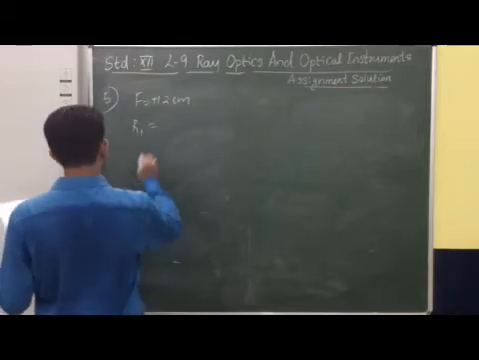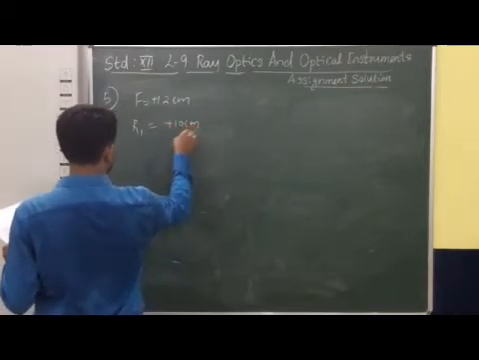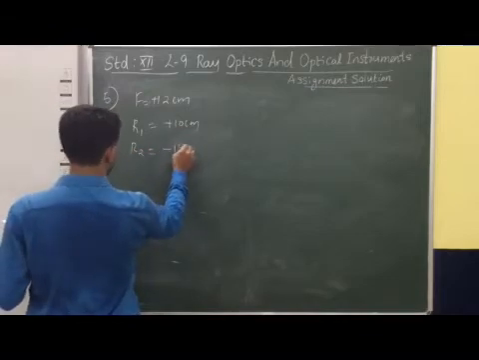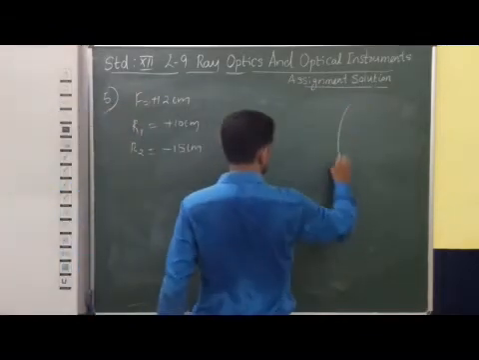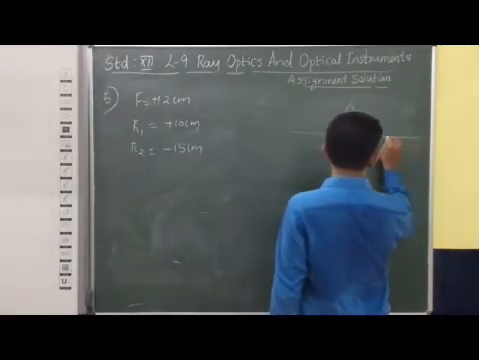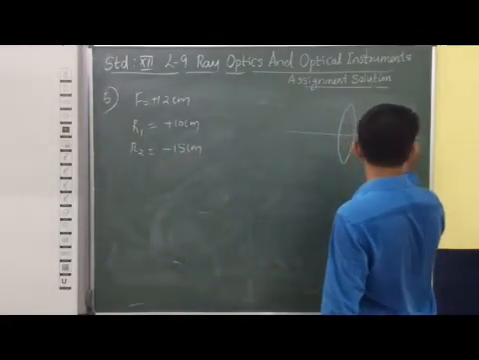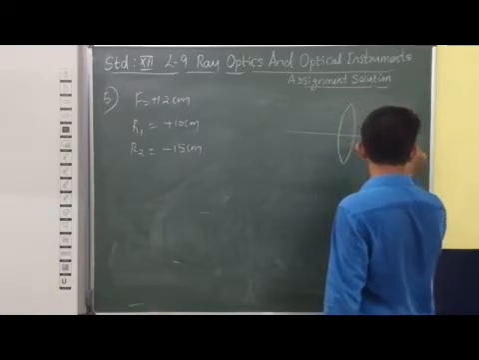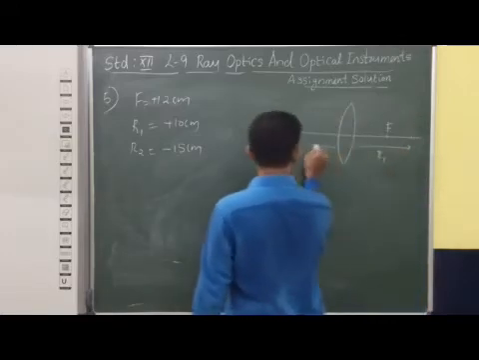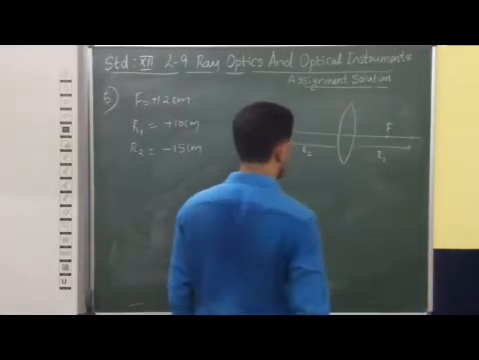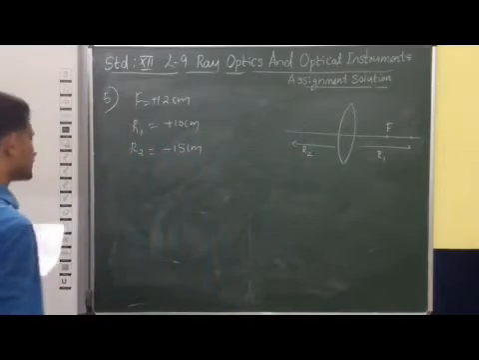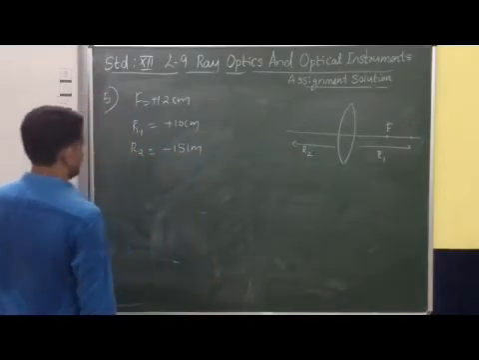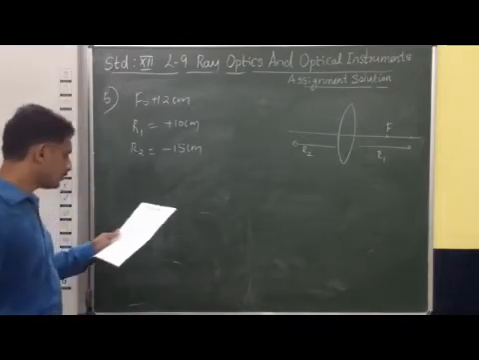So R1 I will take as plus 10 centimeter, and R2 we will take as minus 15 centimeter. This is only our discussion. So this way the focal length is there, and the radius of curvature you can see. This one we consider R1, and this one we consider the case of R2. That is the reason R2 is taken as minus and R1 is taken as plus. So here, what do we want to find?